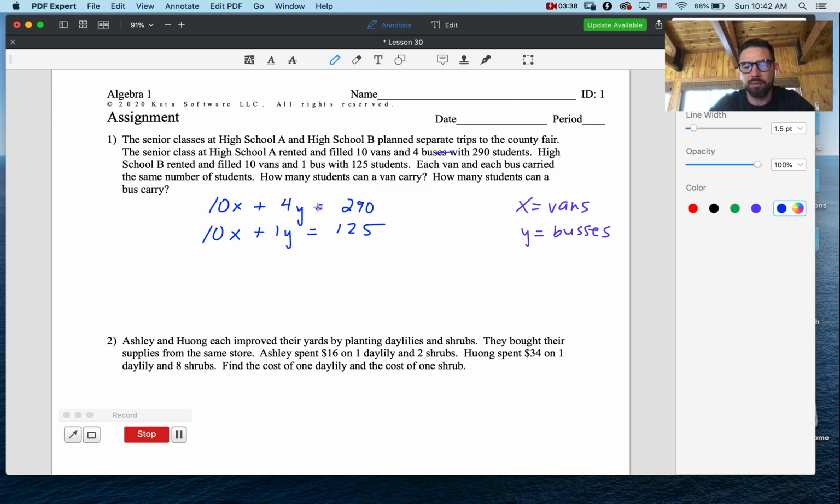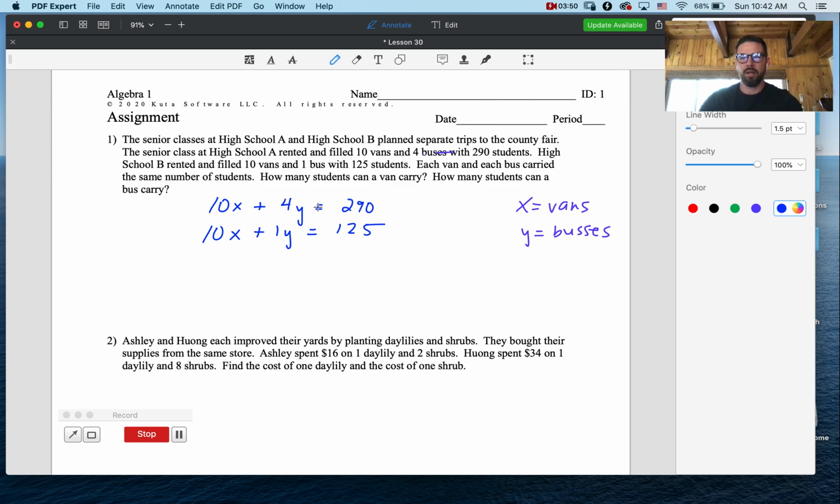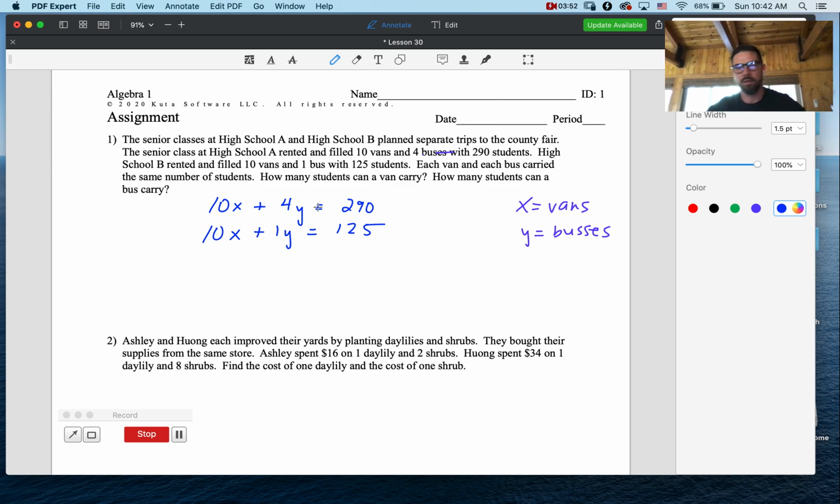Now, the difference with this problem, hold up, I feel like my laptop's getting super hot. Give me a second. Yeah, it's pretty warm because it's warm in here, but it is what it is. If it starts making noise, I don't know what's going on. It's just hot in here.